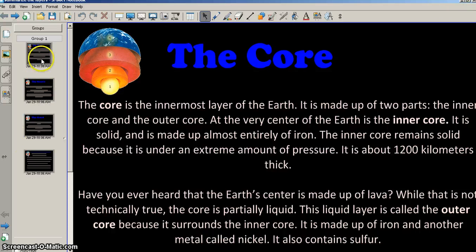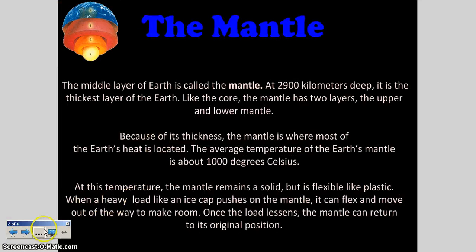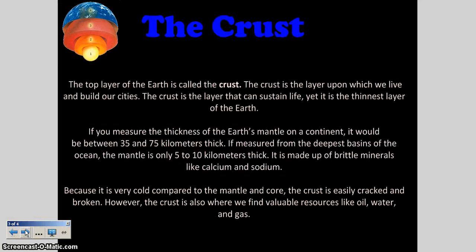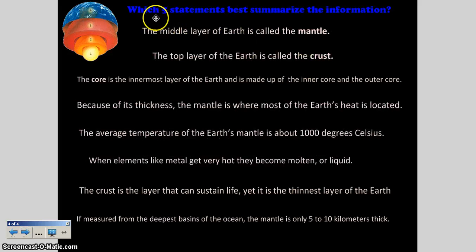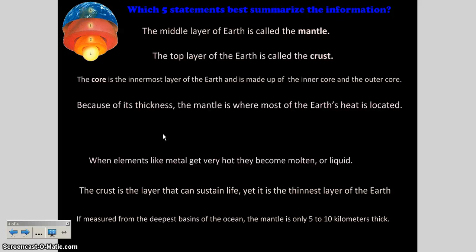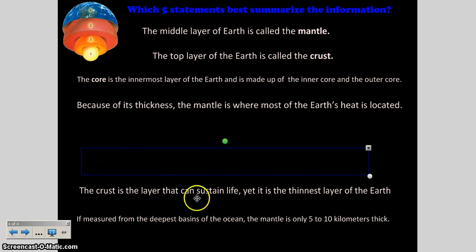And then also comprehension of text. So we'll read the slides together, and we'll make this full screen. We'll go through the slides and discuss them. And then the kids will have to decide which 5 statements best summarize the information. Now, I could give the kids a handout and ask them to highlight. This just makes it a little more interactive. So if they come up and they say, we don't really need this statement, they click it and I put motion on it so it will disappear. So they can get rid of the ones they don't like or they think that isn't the best summary.